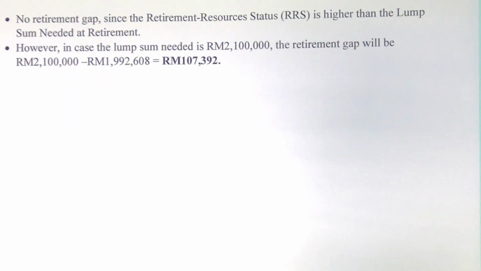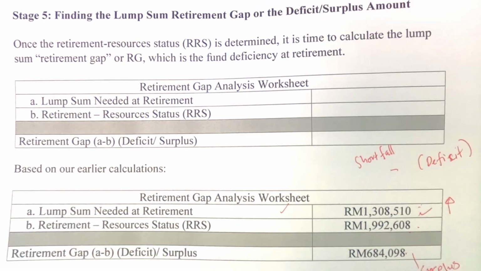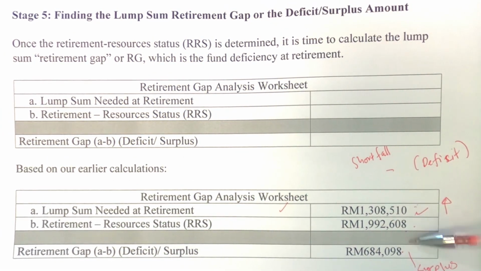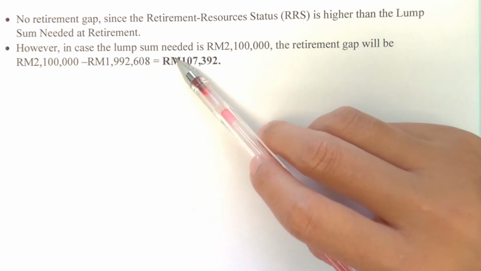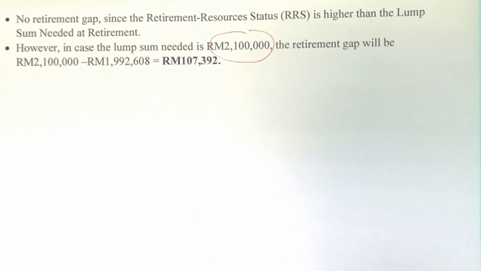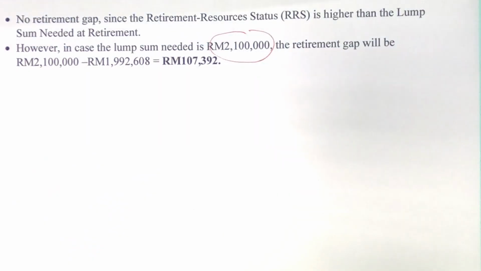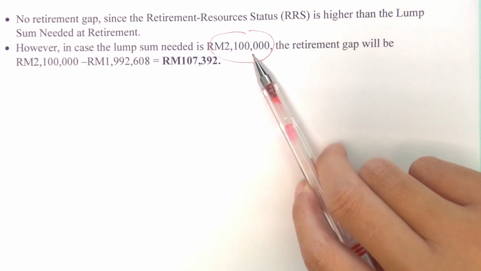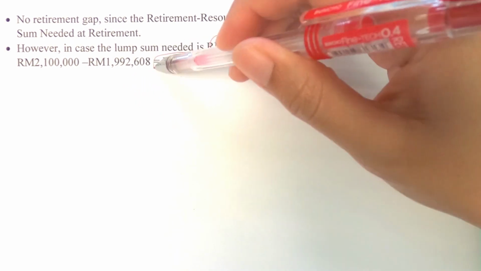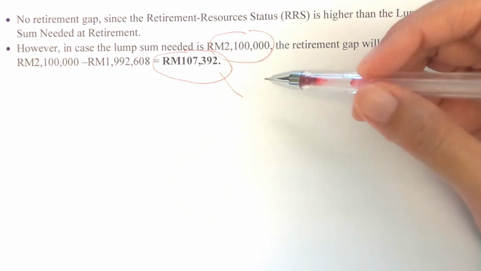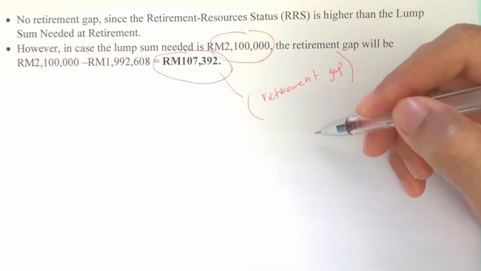Nevertheless, let's say that in a case where the lump sum needed is about 2.1 million, then the retirement gap will exist here, where 2,100,000 minus 1,992,608 gives us 107,392 of the retirement gap. Okay, and it is a deficit.